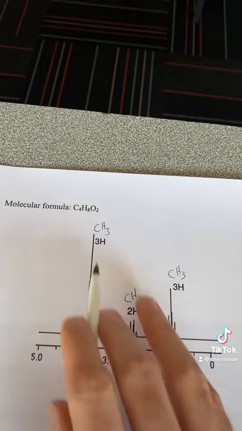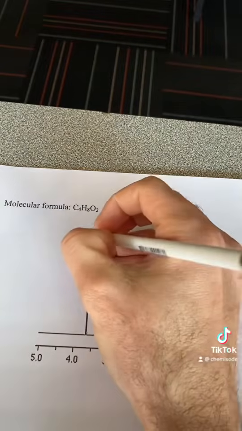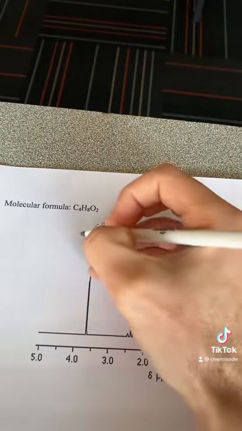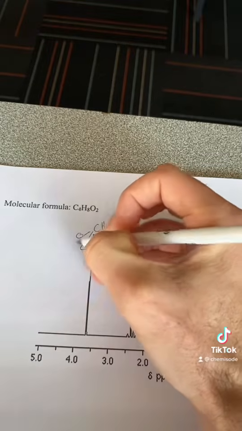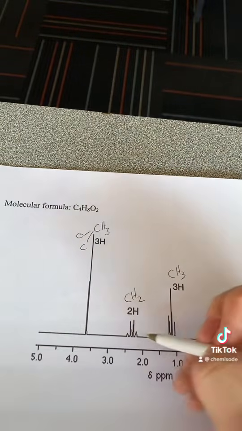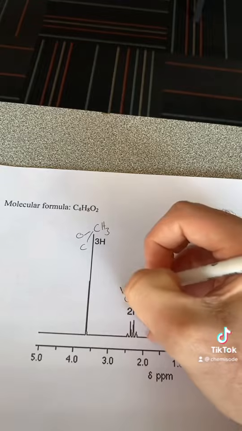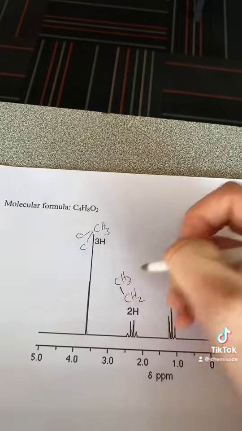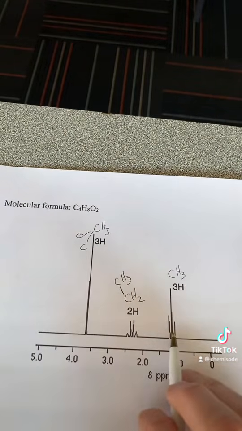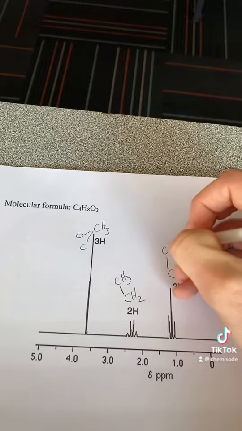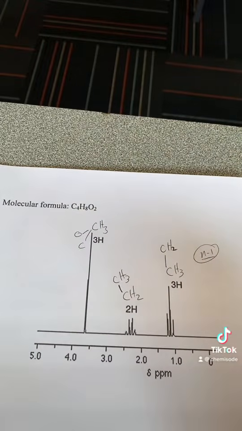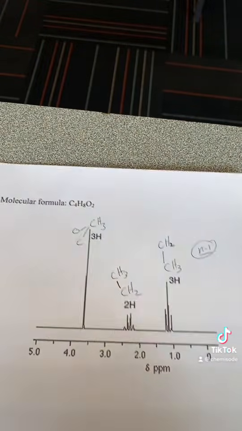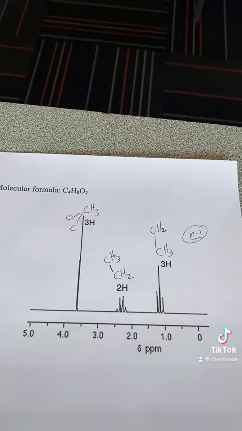What else have we got? We've got no splitting here, so that's going to be next to a carbon or an oxygen with no hydrogens next to it. This guy here is split into a quartet, so therefore he's most likely next to a CH3, and this guy here has been split into a triplet, so therefore his neighbours will probably be a CH2. Again, we're following the N-1 rule for finding the neighbours of our carbons, so our neighbours of our hydrogens. Next point is to look at our chemical shifts.